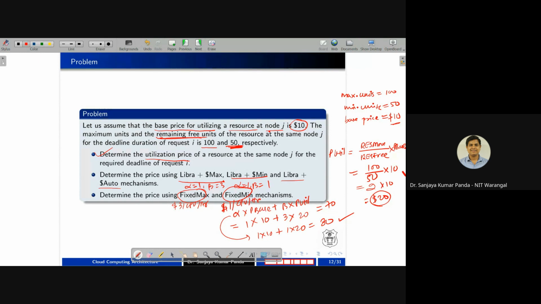Okay, so if the base price is 10, you will directly multiply. So here you will get 30. Here if I multiply 10, I will get the value as 10. Okay, so in this way you can calculate, right? Calculate what is the price the user has to pay to the cloud service provider based upon the resource requirement.